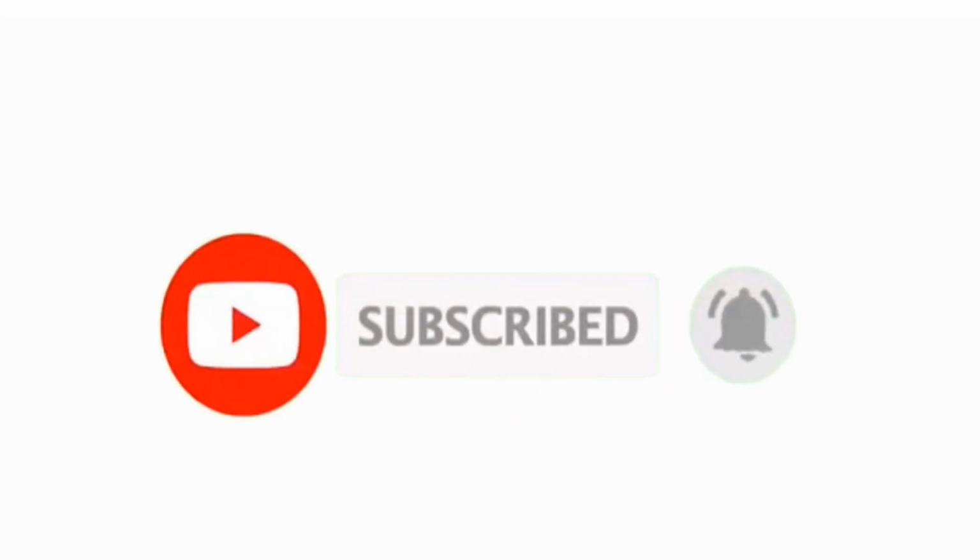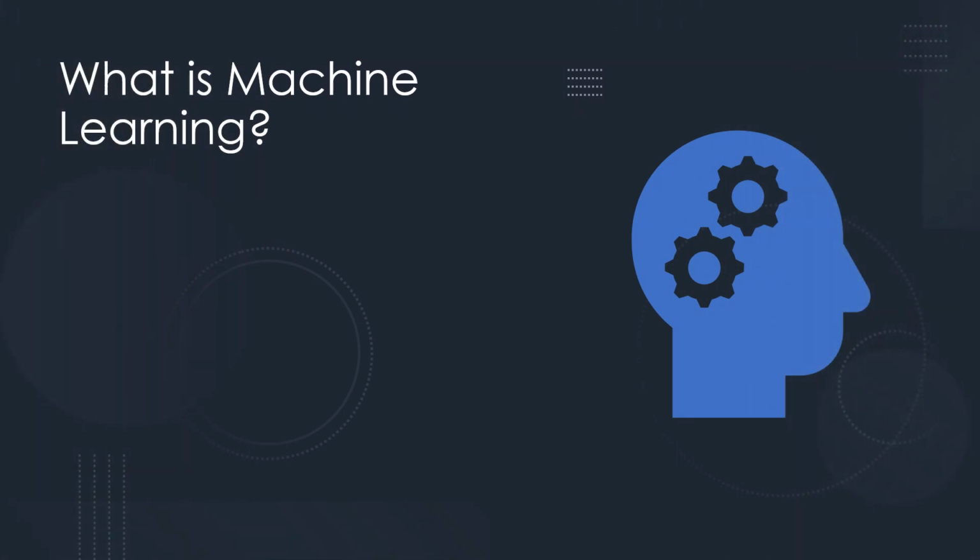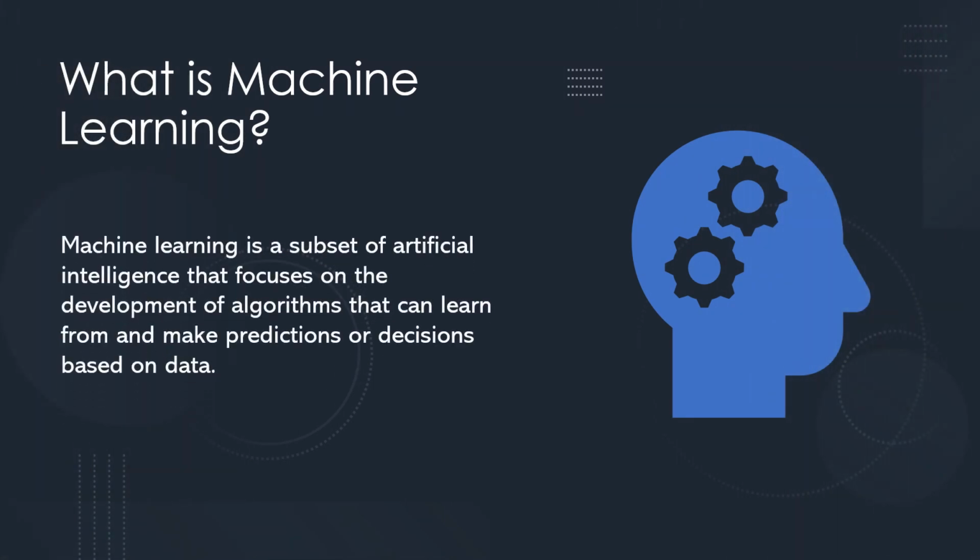Before we get into the algorithms, let's start with the basics. So what is machine learning? Well, machine learning can be considered as a subset of AI that focuses on the development of algorithms that can learn from and make predictions or decisions based on data. And in this video, we'll be discussing the top 3 common machine learning algorithms.